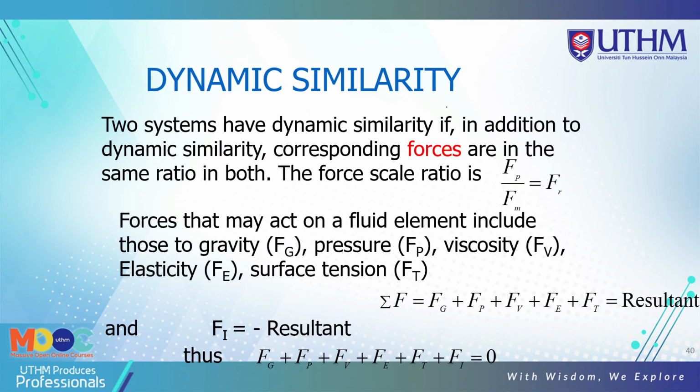For dynamic similarity, two systems have dynamic similarity if, in addition to kinematic similarity, corresponding forces are in the same ratio in both. So the force scale ratio is Fp over Fm. If they use the forces, this is dynamic similarity because they're using the F. Forces that may act on the fluid elements include those due to gravity, Fg, pressure, Fp, viscosity, Fv, and elasticity and surface tension. So this is based on the F, the core of dynamic similarity.